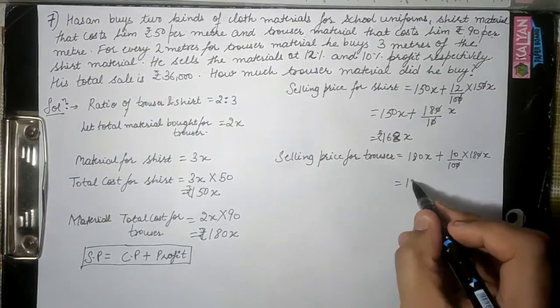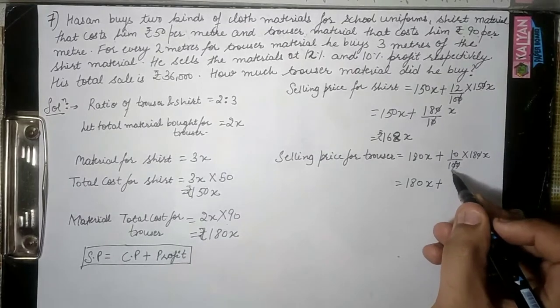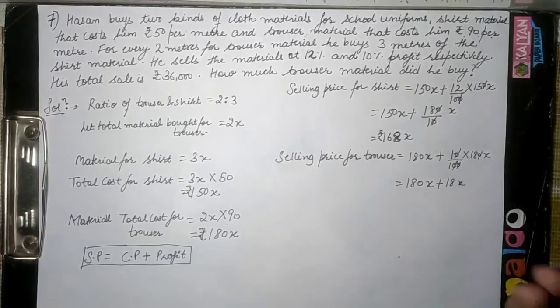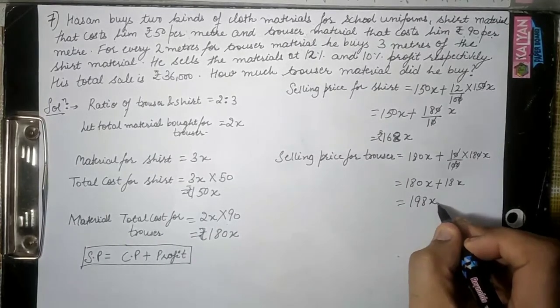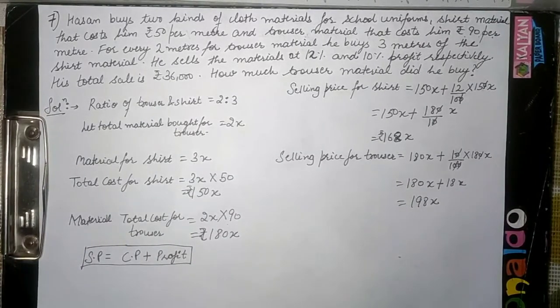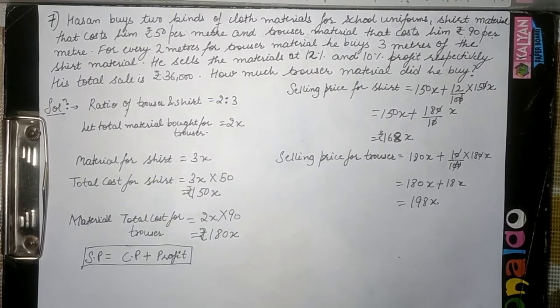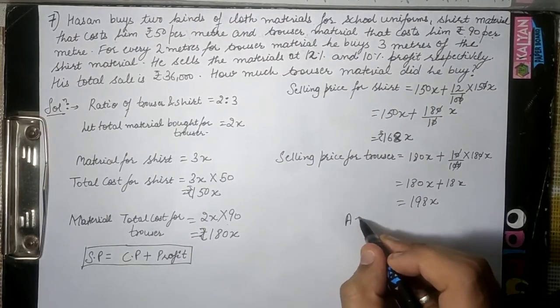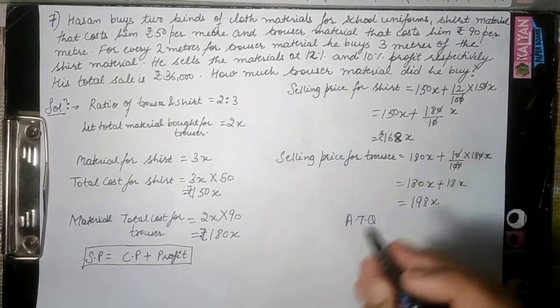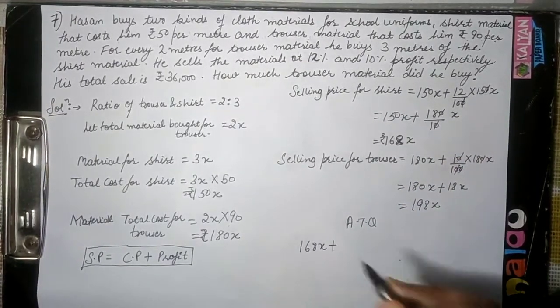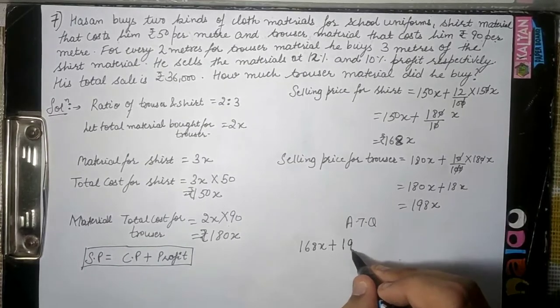So this will be equal to 180x plus 18x, that will be equal to 198x. So we have calculated the selling price for shirt and the selling price for trouser. Now it is given in the question that his total sale is rupees 36,000. That means the selling price of shirt and trouser collectively is equal to rupees 36,000. So according to the question, selling price of shirt, that is 168x plus selling price of trouser 198x.